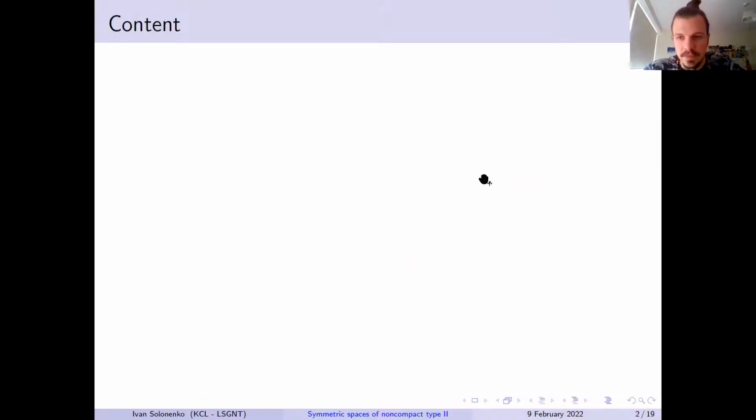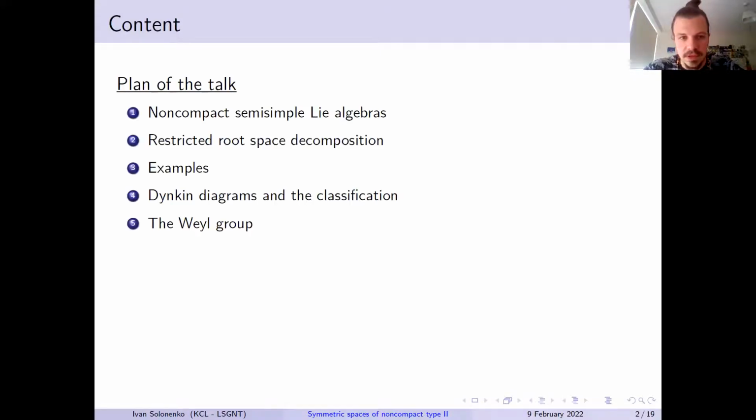So, okay, here's the plan. So first I'm going to make a bridge between non-compact symmetric spaces and non-compact semisimple algebras. Then I'm going to talk in more detail about the restricted root space decomposition. Then I'm going to give you an abundance of examples, and then we'll discuss the classification of non-compact symmetric spaces through the lens of the Dynkin diagrams and the restricted root spaces, restricted root systems. And then in the last part, I'll talk a bit about the Weyl group.